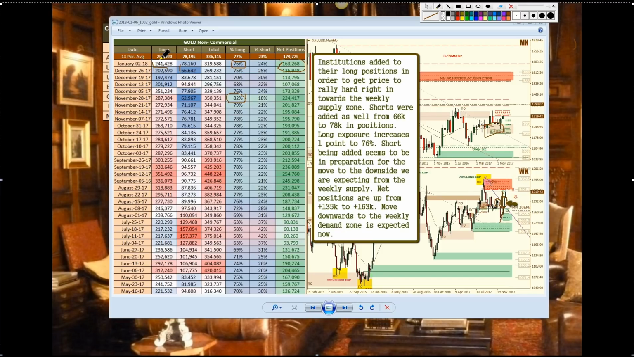And it's interesting that shorts are being added to, because we are just about to react from a weekly supply area. What happens when price hits a weekly supply area? We get a move to the downside. So it's a good idea that they're adding shorts at these highs, because what they will try to do is get a better entry on the longs.